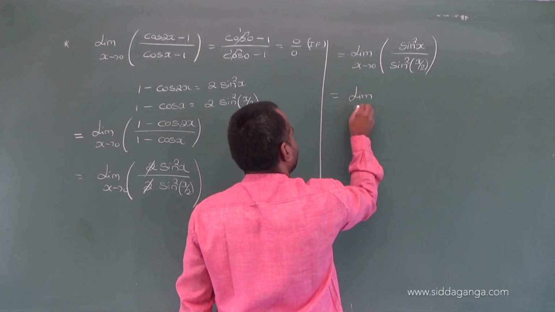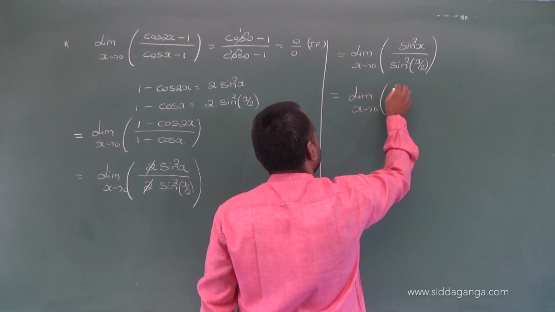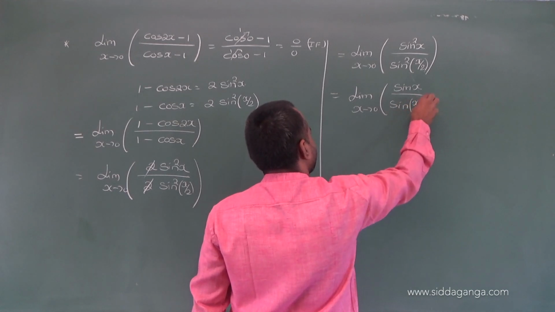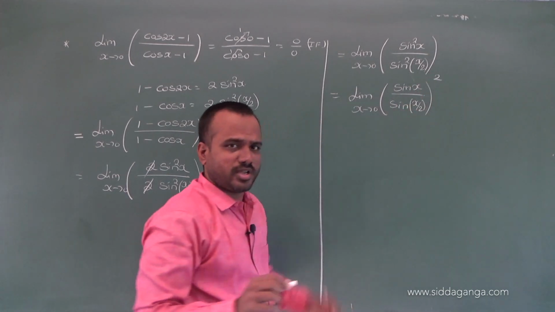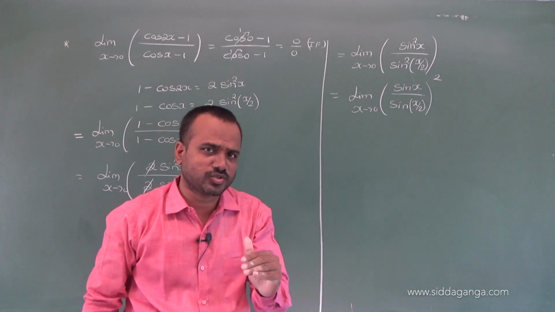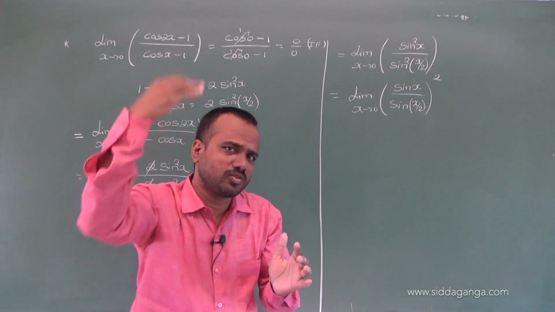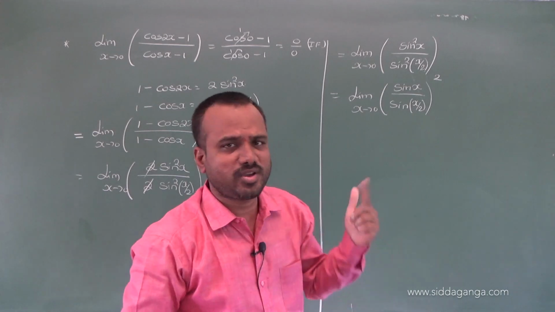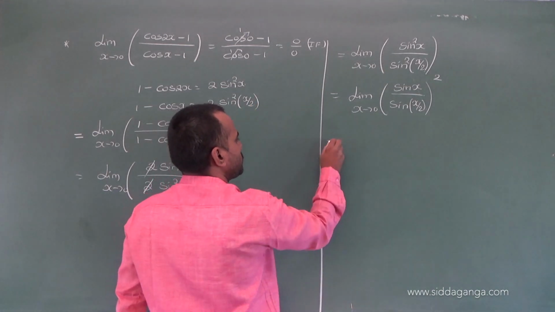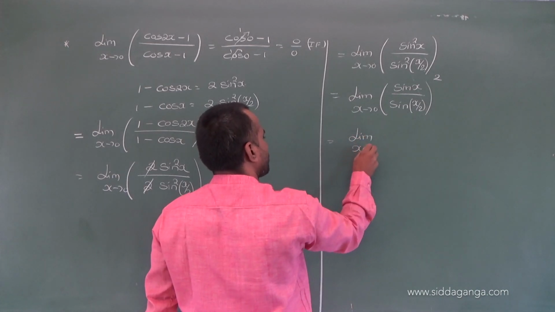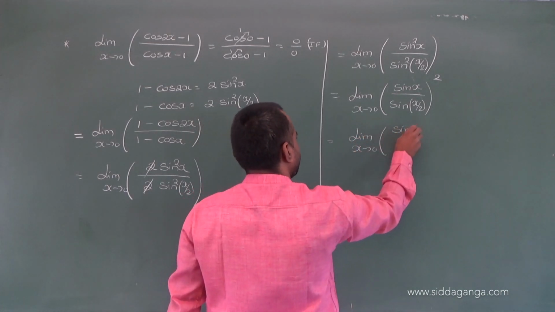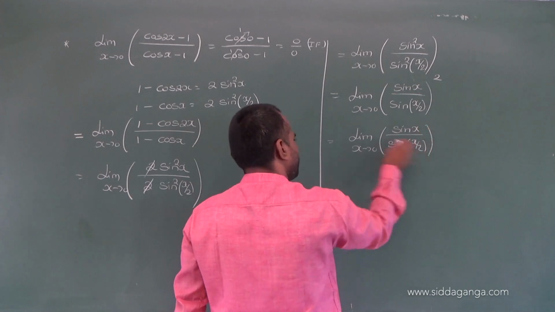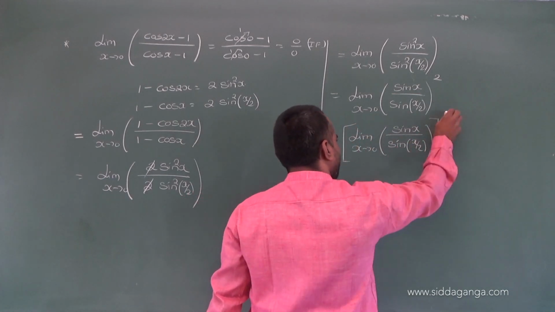Limit x tends to 0. This I can write as sin x divided by sin x by 2, whole square. A square divided by b square, we write it as a by b whole square. By the theory of indices, a power m divided by b power m is a by b whole power m. So this one we write as limit x tends to 0, (sin x divided by sin of x by 2) whole square.